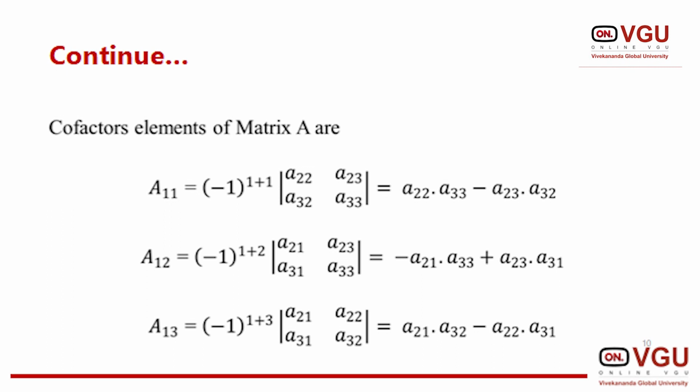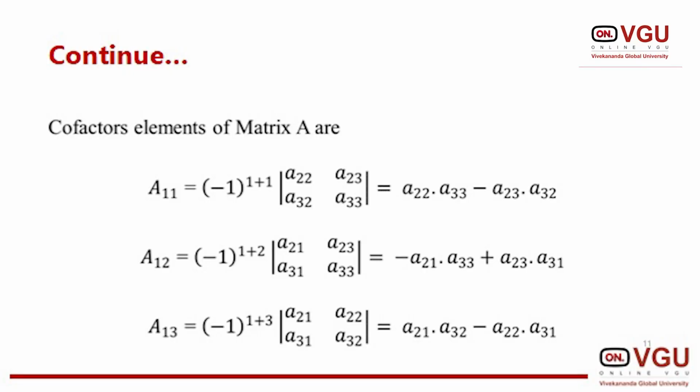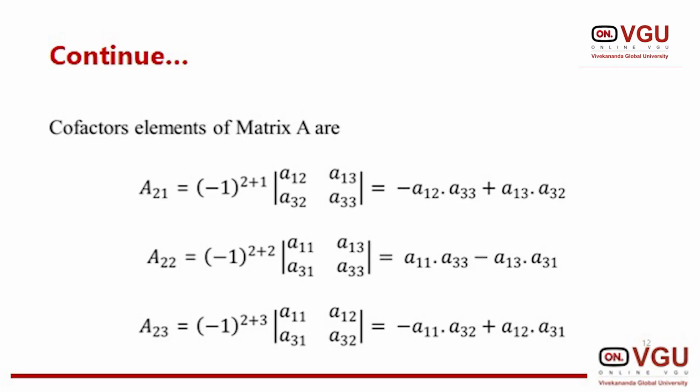The cofactor carries the sign minus 1 to the power i plus j. For A11, i is 1 and j is 1, so 1 plus 1 is 2, and minus 1 squared is plus. So the first element is positive, then the second is negative, then positive. Coming to the second row, first element A21: i is 2 and j is 1, so minus 1 to the power 3, which is a cube. It is odd, so it is negative.